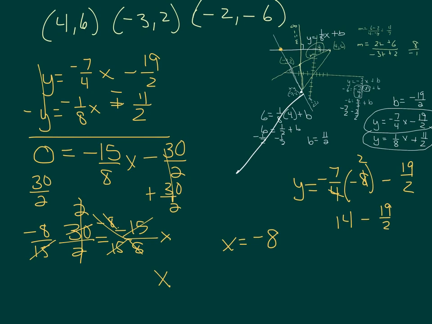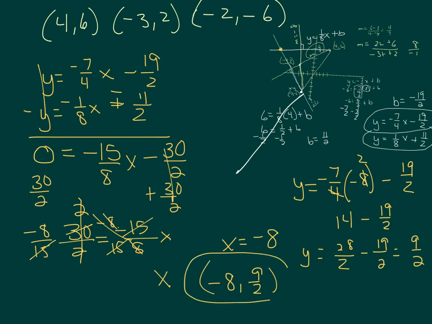Well, I can write 14 as 28 halves. That's the same thing as 14, right? So I have a common denominator. 28 halves minus 19 halves equals what? 9 halves. So my y is going to equal 9 halves. My x equals negative 8. The answer, negative 8, 9 halves. And that would be the ortho center.